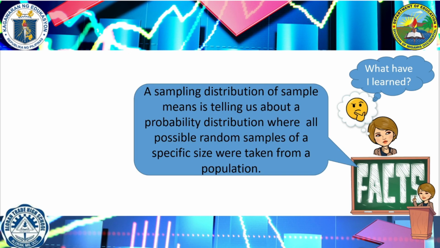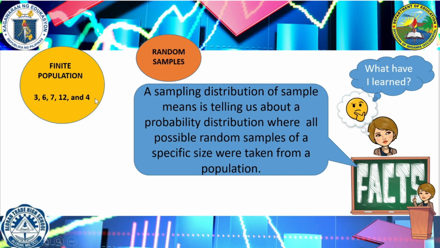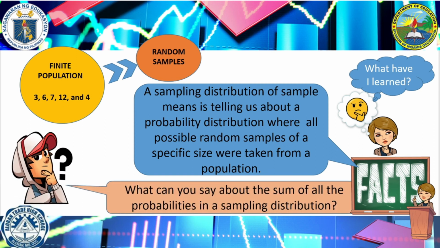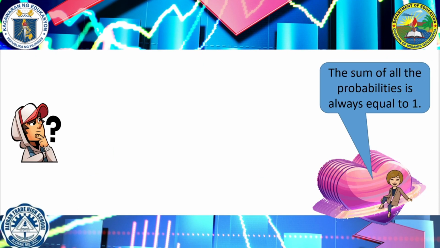So what have I learned? I learned that a sampling distribution of sample means is telling us about the probability distribution where all the possible random samples of specific size were taken from a population. Now, what can you say about the sum of all the probabilities in a sampling distribution? What is the thing that we have to take note of after getting all the probabilities from the sampling distribution? Alright, so the sum of all the probabilities is always equal to 1. So bear that in mind.